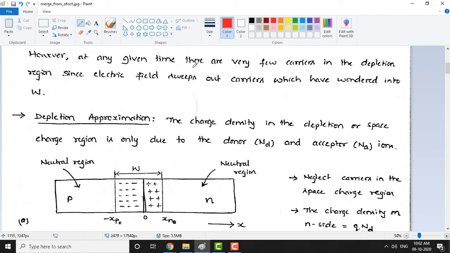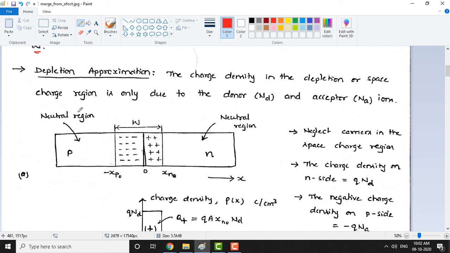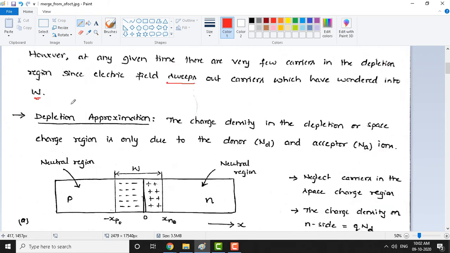However, at any given time, there are very few carriers in the depletion region, since the electric field sweeps out carriers which have wandered into the width W. I use the word sweep here: if any charge comes into the space charge region, the charges are moved accordingly. Now let us see what we mean by depletion approximation.